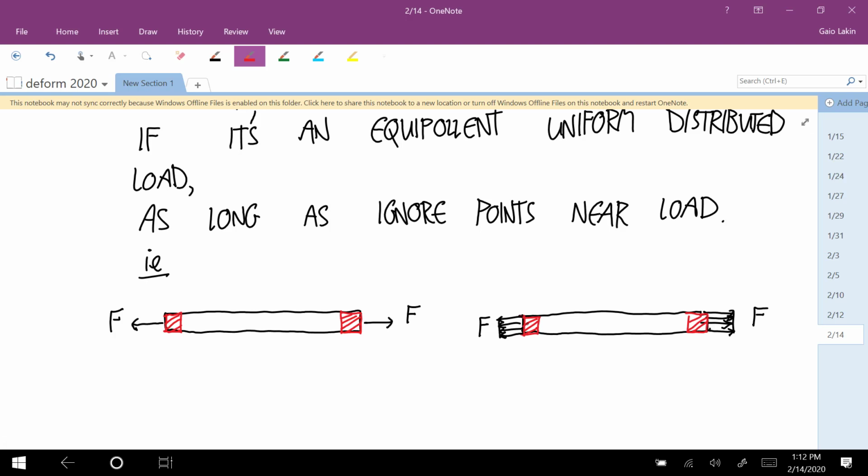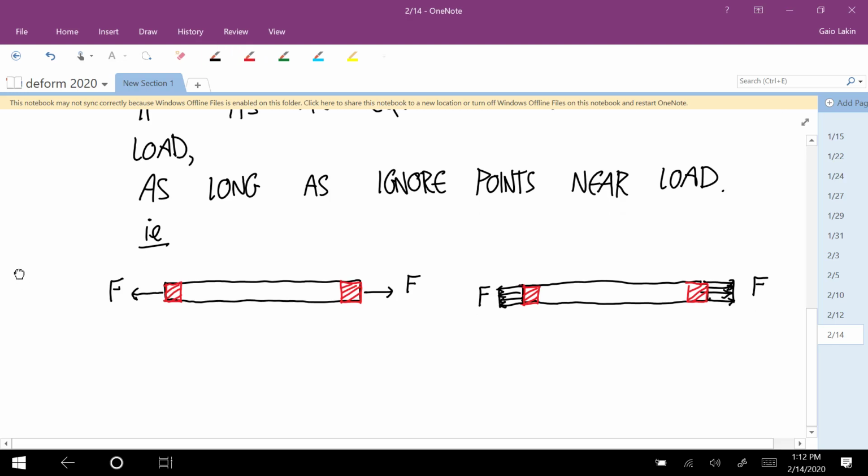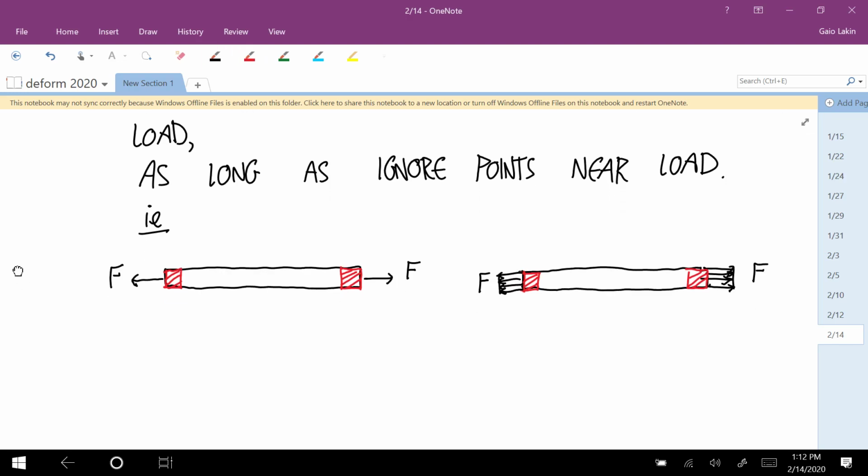And then the question is, how far away do you have to go? So how close to the loaded surface is too close?